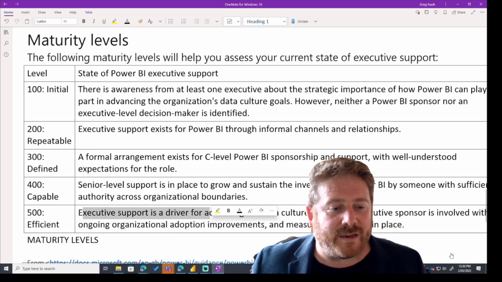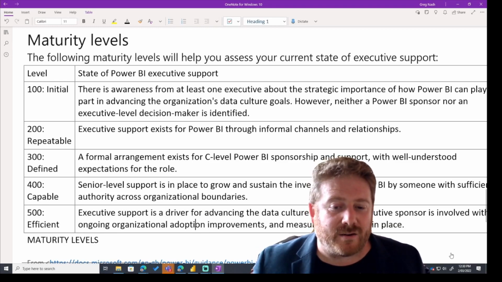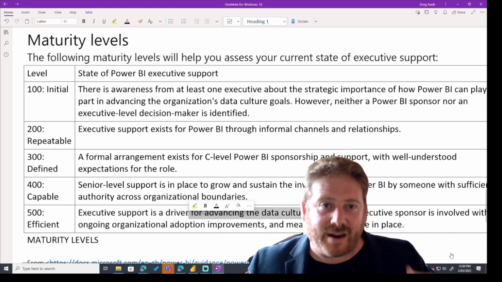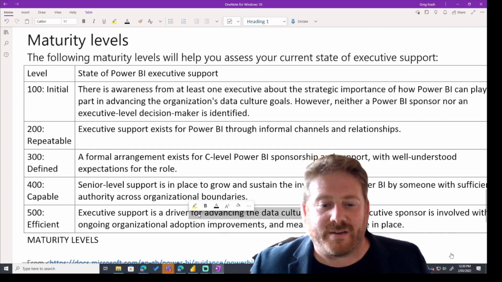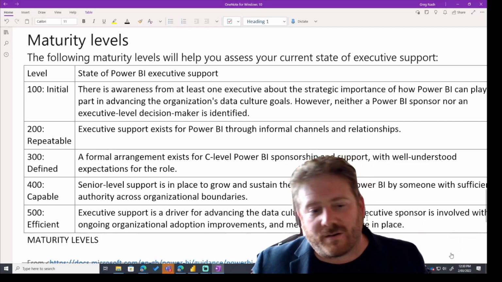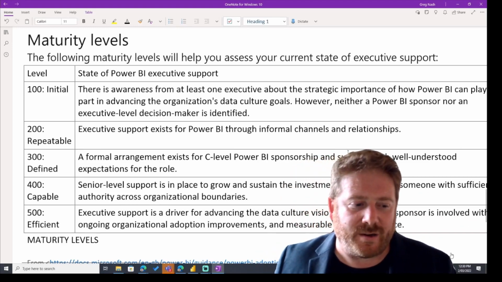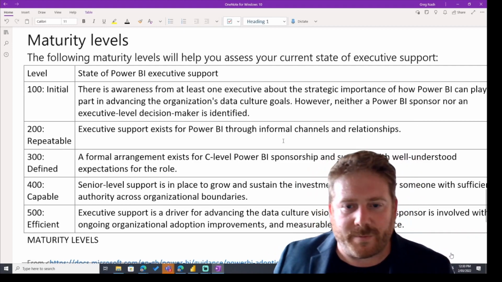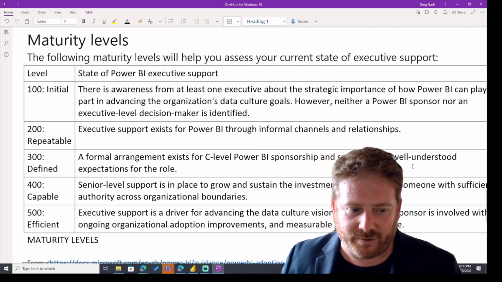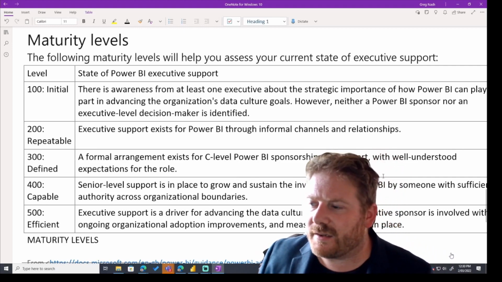And then finally, executive support is a driver for advancing data culture. So they're not just doing it, they're actually actively driving data culture within the organization. They're fully engaged from a data culture and implementation point of view. So those are your different maturity levels.